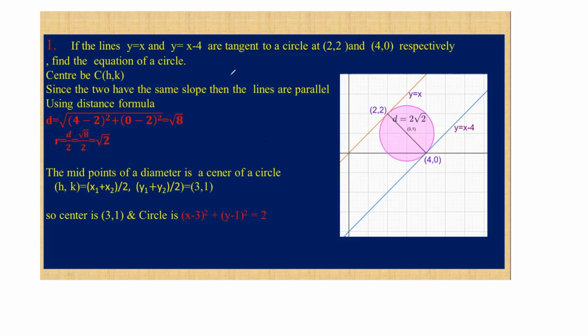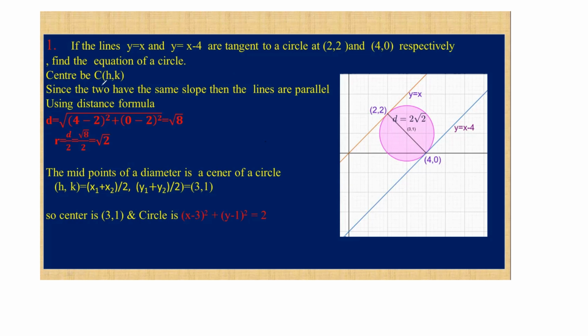Today we are going to solve some questions of a circle. Here is the first question. The lines y equals x and y equals x minus 4 are tangent to a circle at (2, 2) and (4, 0) respectively. Find the equation of the circle.